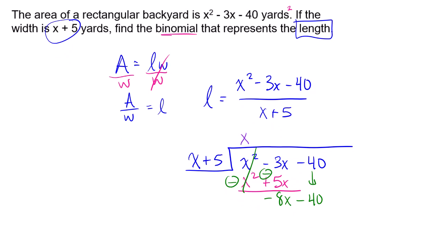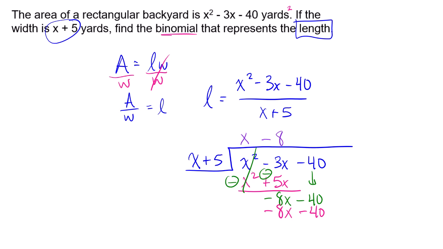Okay, and so now we take this and divide it by the first term in our divisor, right? So the first term down here divided by the first term in our divisor. So negative 8x divided by x is negative 8. Okay, so we put a minus 8 up there, and then we distribute. Negative 8 times x is negative 8x. Negative 8 times 5 is negative 40.